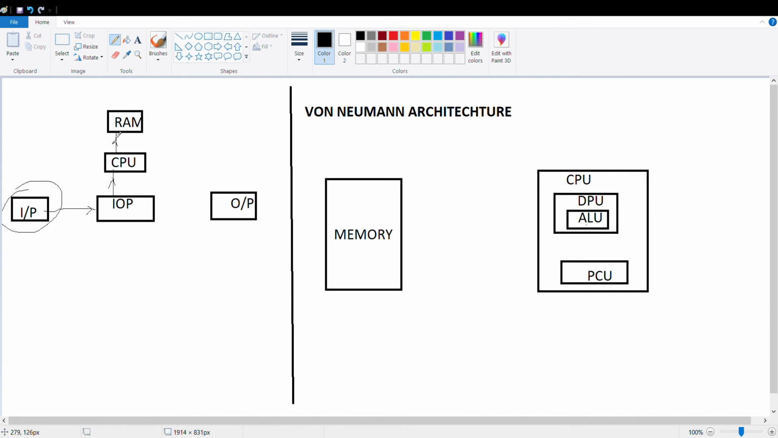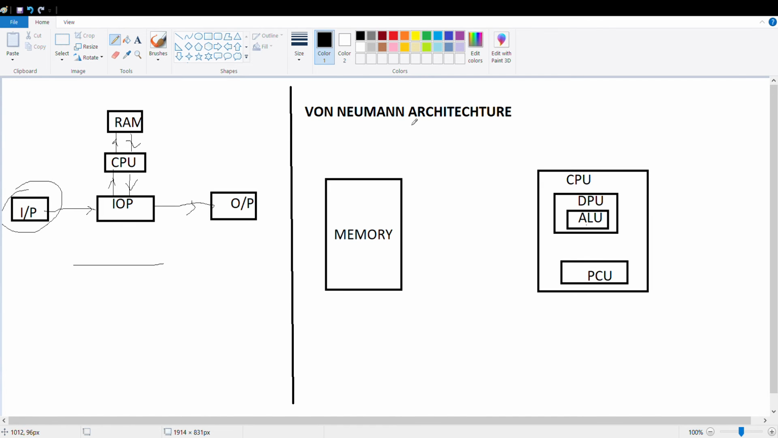I have explained the digital computer block diagram in previous videos in detail, so please go and watch it if you have not yet watched. The information retrieved from RAM will be sent to the CPU again, and then to the input output processor. The input output processor will translate it again into high level language and send it to output devices like monitors. This is the process done by digital computers, the block diagram of a digital computer.